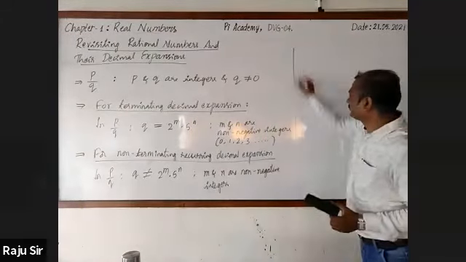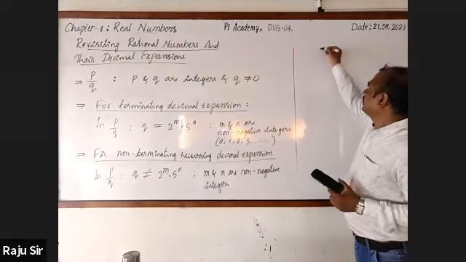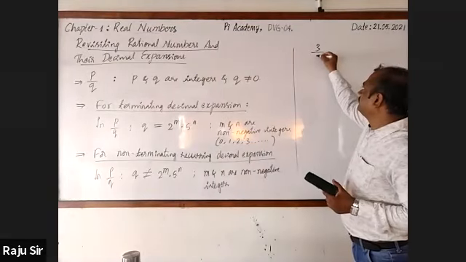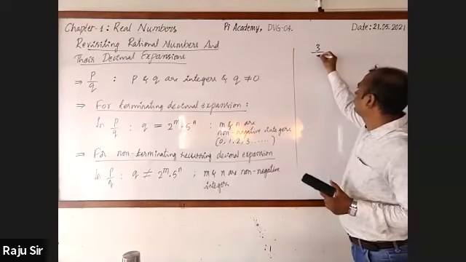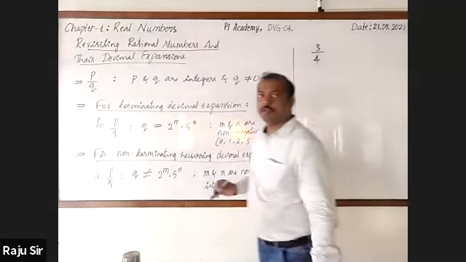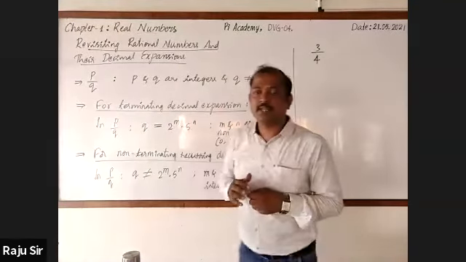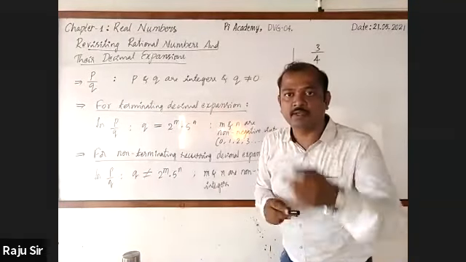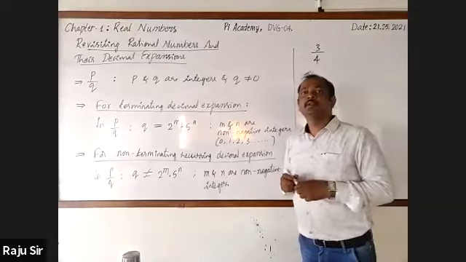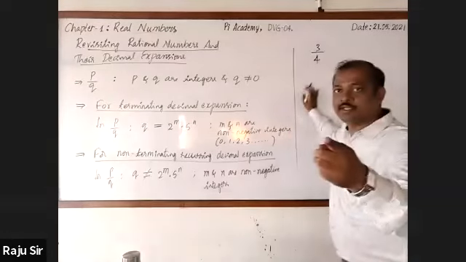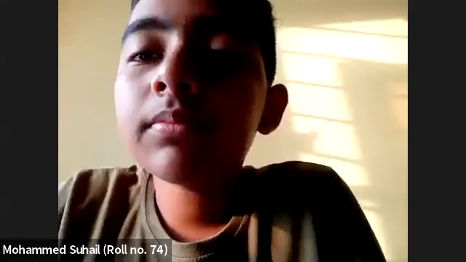Look here. Here I take 3 by 4. Now, is its decimal expansion terminating or non-terminating? Terminating, sir. How do we come to know it is terminating? Because it is in the form of 2 to the power m, sir. Very good.